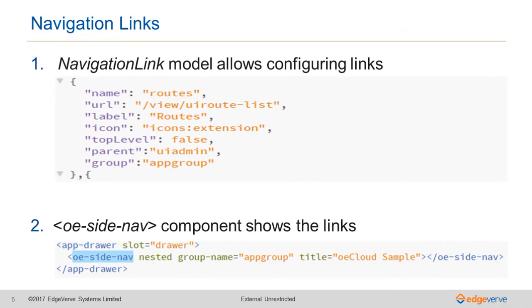Notice that the link can be placed in application in numerous ways without any limitation. It could be a side navbar or a toolbar menu or a bottom panel. A flat bottom panel may choose to ignore the top level and parent properties. In this example, we are using OE side nav component.